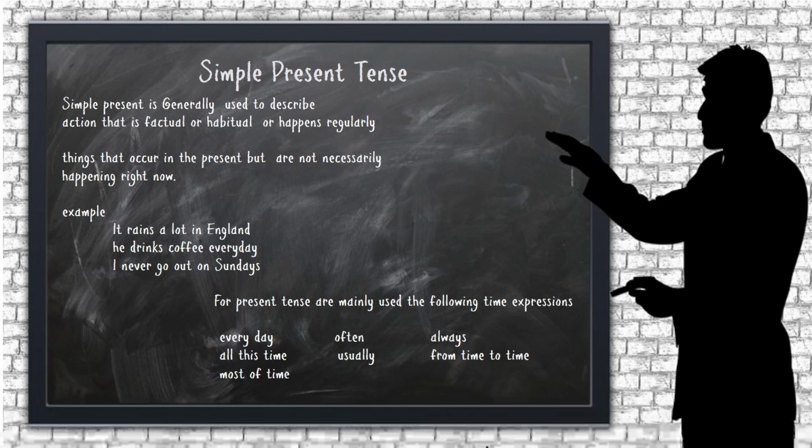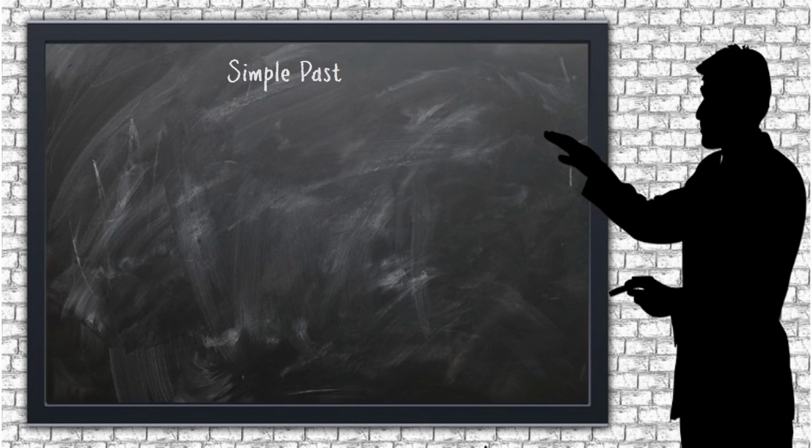Simple past tense indicates actions that occurred in the past and which do not extend into the present. To talk about a completed action in a time before now. Example. I watched an interesting movie yesterday. I finished my homework 2 hours ago.